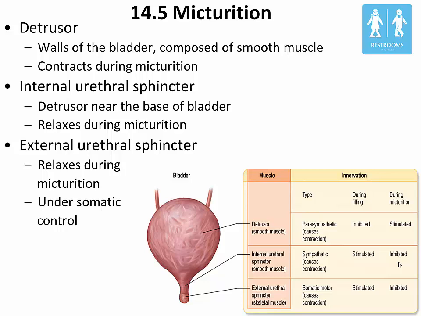And so urination then is a result of these three sets of muscles. The smooth muscle in the bladder, called the detrusor muscle, contracts. The internal urethral sphincter, which you do not have control over, relaxes. And the external urethral sphincter, which you do have control over, also relaxes. And this means that urine can leave the bladder, and therefore leave the body during the process of urination.